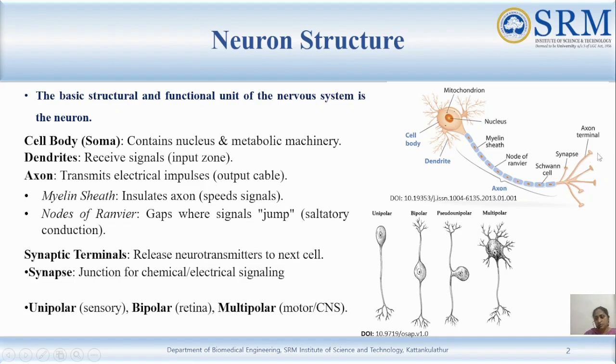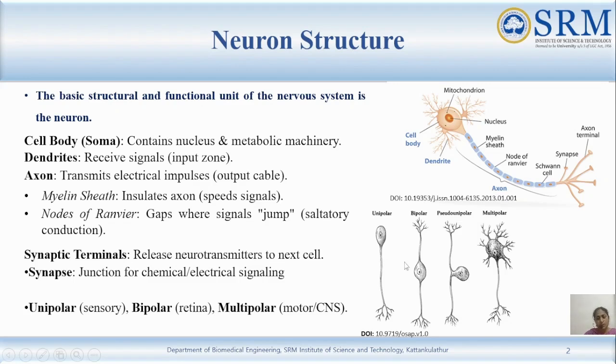So, this is your synaptic terminal where they release the neurotransmitters, so acetylcholine, GABA, etc. And this will be received by the next neuron. And the synapse is the junction for the chemical or the electrical signaling. So there can be different types of neuron structures.